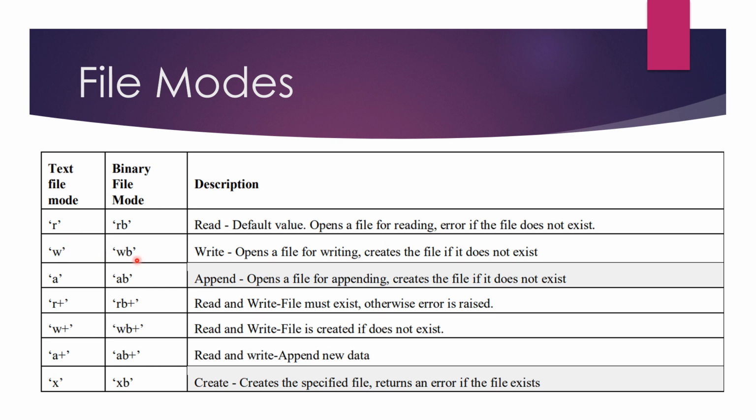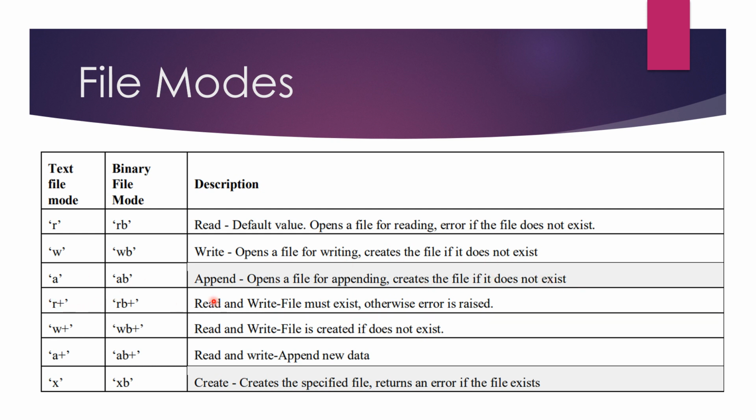Next is W or WB. So this means write. It opens a file for writing, creates the file if it does not exist. Next is A or AB. So it is append. It opens a file for appending, creates the file if it does not exist.